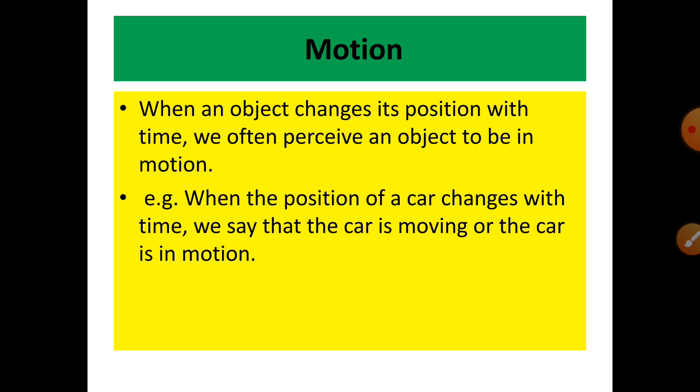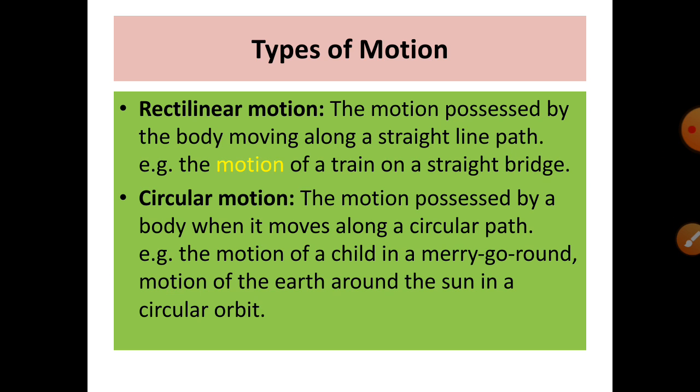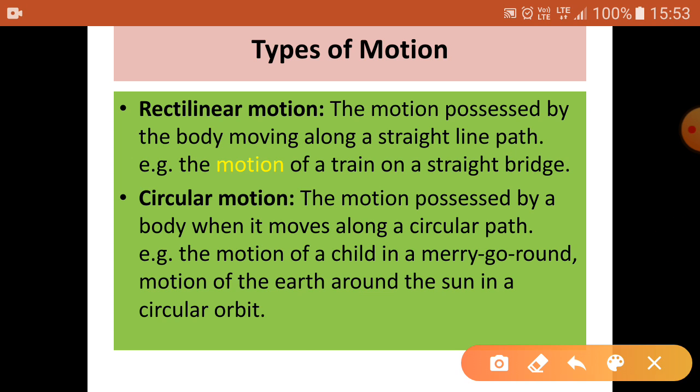For example, when the position of the car changes with time, we say that the car is moving or the car is in motion. Now there are different types of motion like rectilinear motion, circular motion. Rectilinear motion means the motion possessed by the body moving along a straight line. That is known as rectilinear motion. And circular motion is the motion possessed by the body when it moves along the circular path.